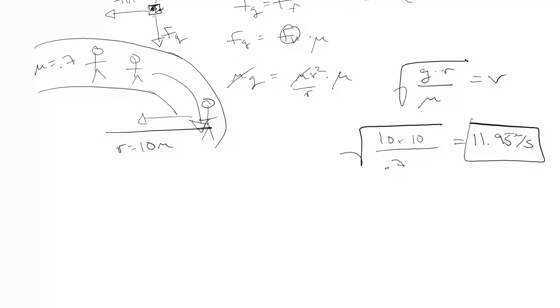Alright, we're going to look at one more setup. Here we have a table that has a hole in the middle, and there's a mass that's swinging around the table. That's M1, and then M2 is hanging. And the force of tension here is what we're going to look at.